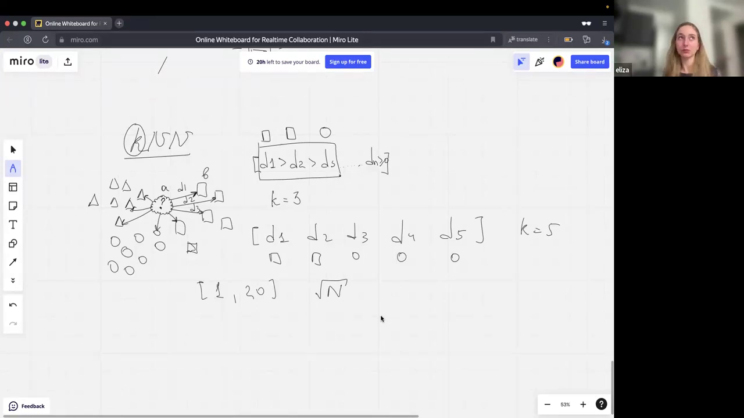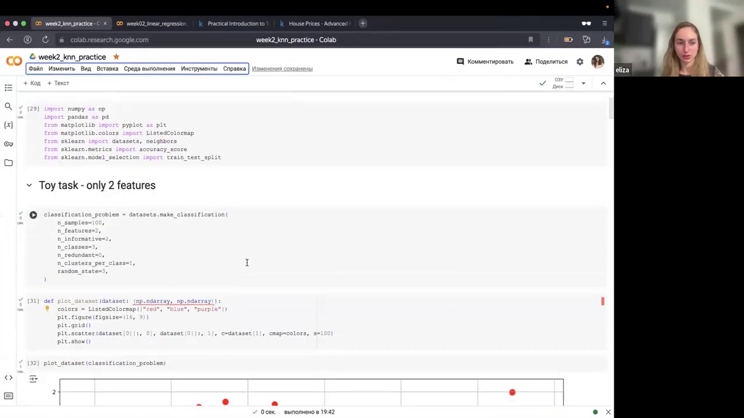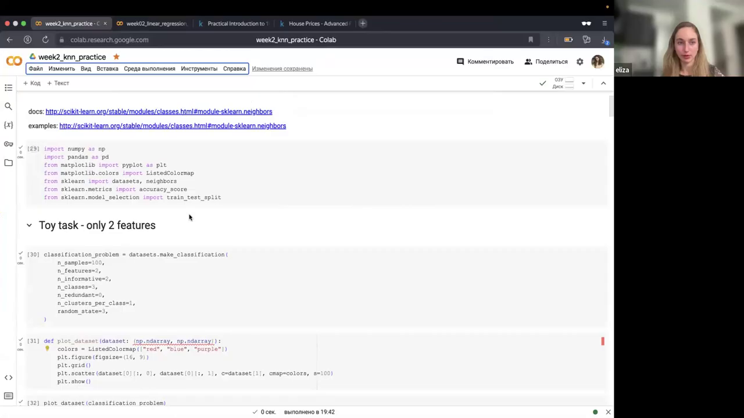Which important things do I need to say about the k-neighbors classifier? Okay, I remember, but let's check what happened in our code.